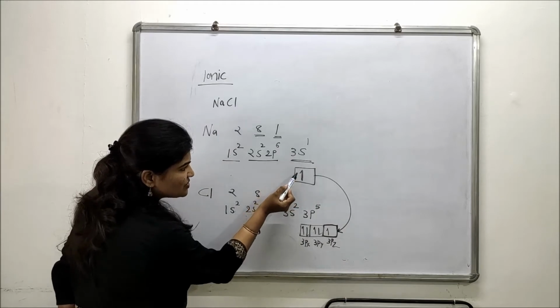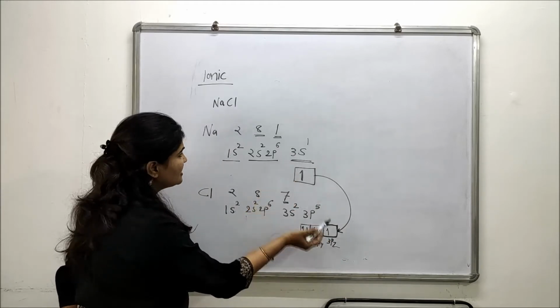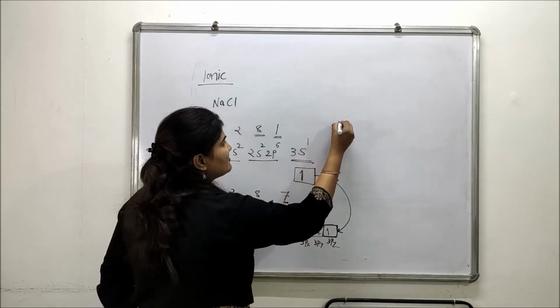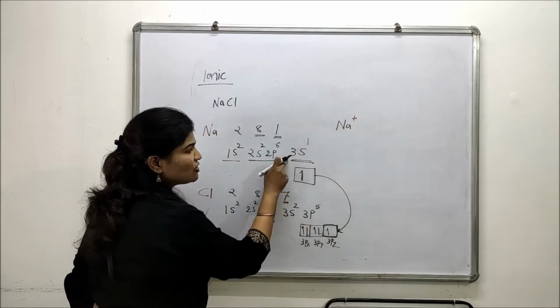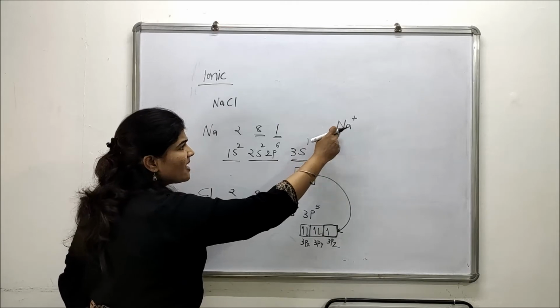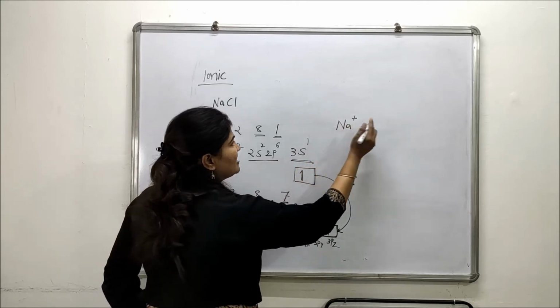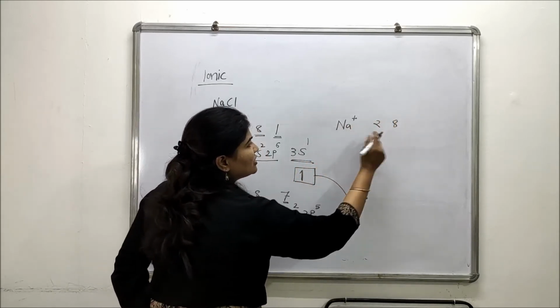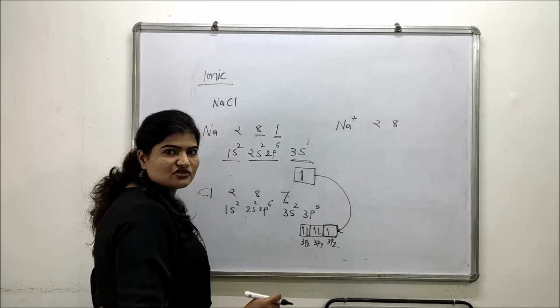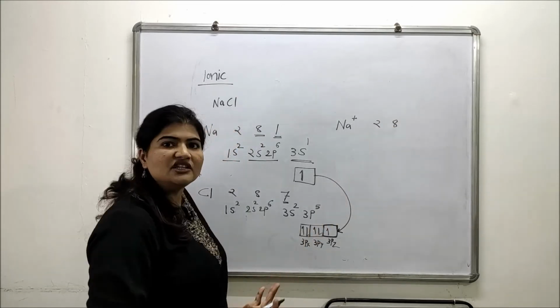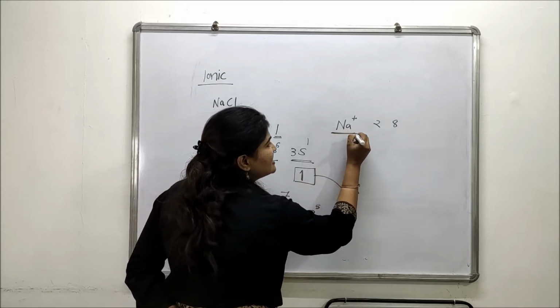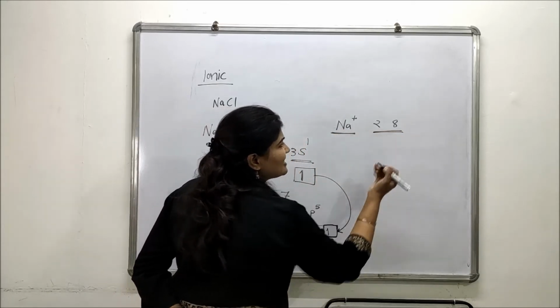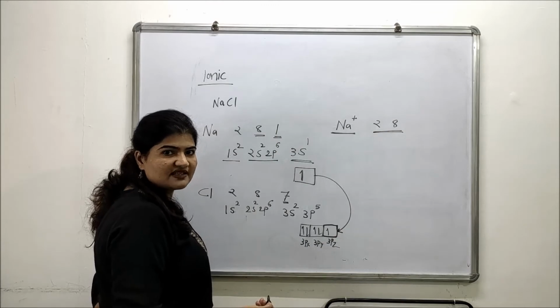So this 3s1 will go here in the 3pz, and what will it form? An isolated sodium atom will form Na+, because it lost one electron. And what will be the configuration of Na+? 2,8. Do you identify this configuration? This is the configuration of neon gas. So Na+ has achieved a stable noble gas configuration by forming the Na+ ion.